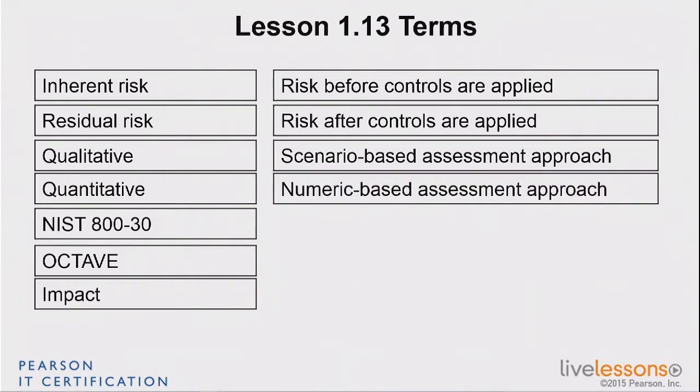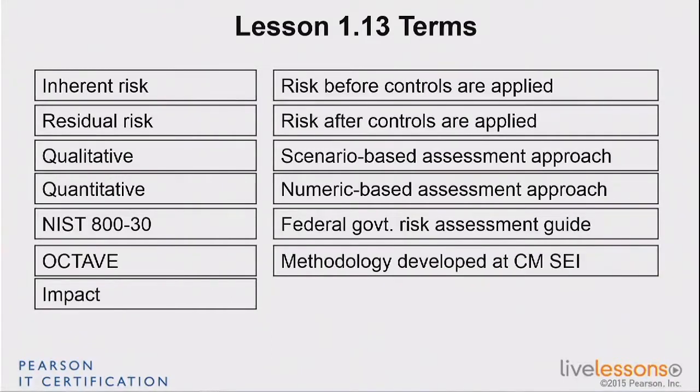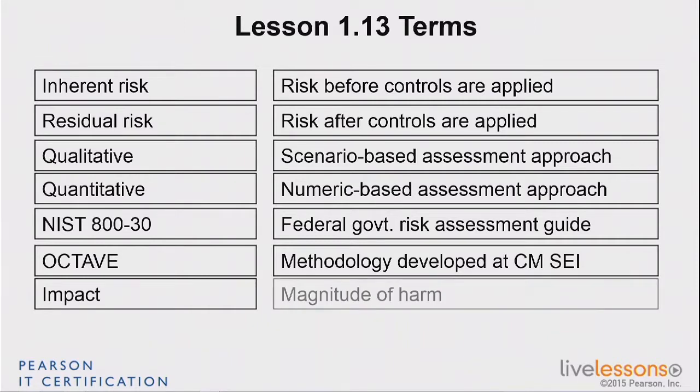A quantitative is a numeric-based assessment approach. We're assigning numeric values to both our likelihood and our impact. We're assigning numeric values to the value of the asset as well as to the risk. NIST 800-30 is the Federal Government Risk Assessment Guide. It is required for organizations that need to follow FISMA. OCTAVE is the methodology developed at the Carnegie Mellon Software Engineering Institute, and it was designed for businesses. And lastly, impact is the magnitude of harm.